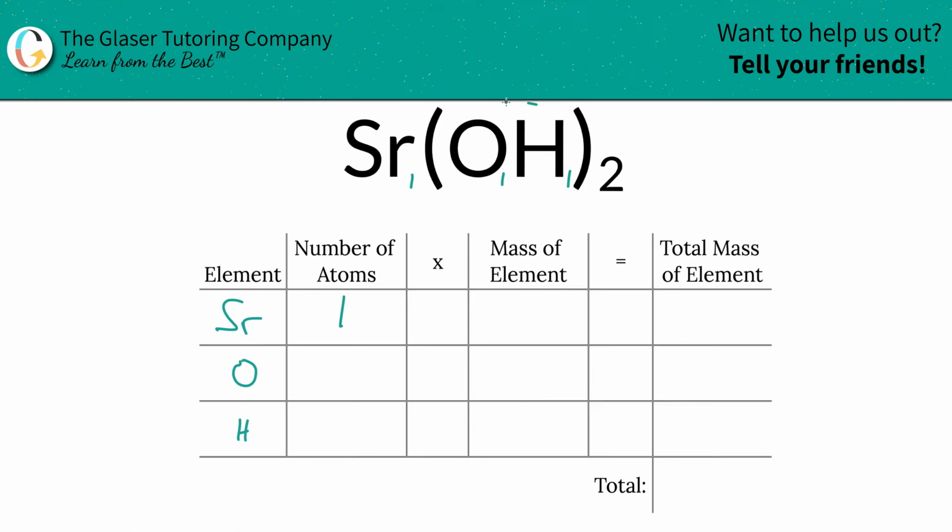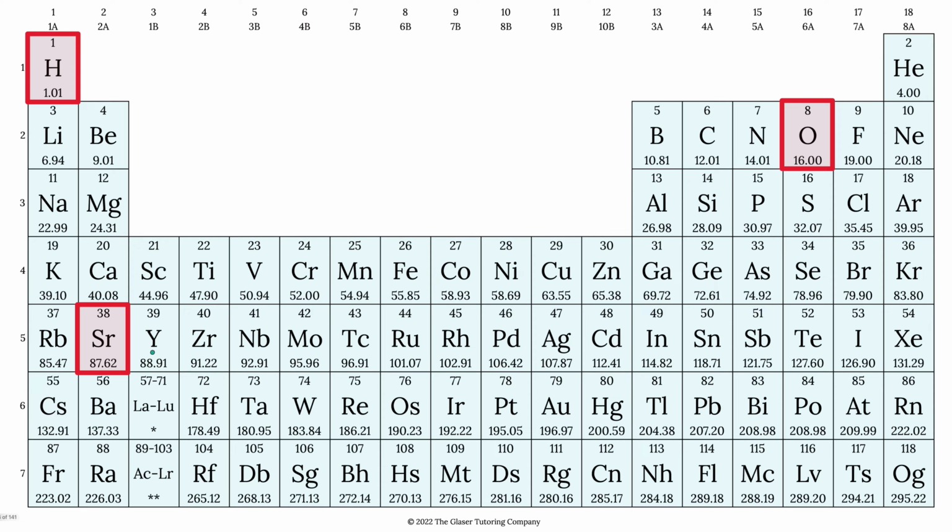Good. We also have 1 oxygen, but careful. We have 1 oxygen in the polyatomic anion hydroxide, and you have 2 hydroxides. Therefore, you'd have 2 oxygens. In other words, take the inner subscript, multiply it by the outer subscript to find the total. Then same thing for hydrogen. You'd have 2 hydrogens. Then we're going to take those number of atoms and multiply it by the mass of each element. Those masses are always found on the periodic table.